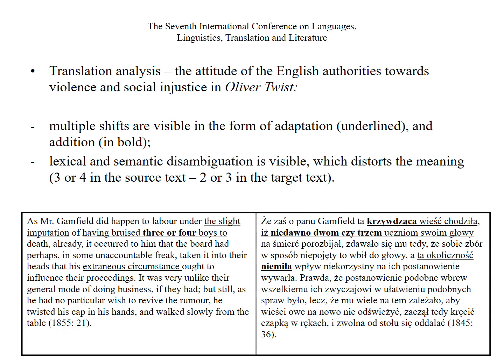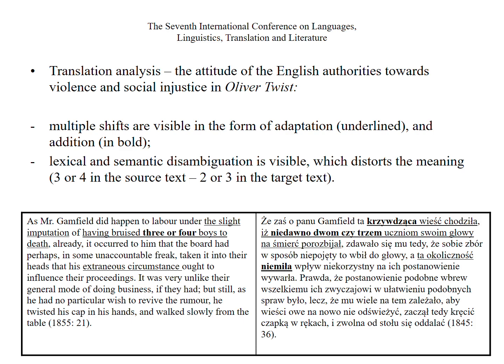The fourth sample is about the attitude of the English authorities towards violence and social injustice. It is about children and how they are treated. Shifts that are present in the target text are in the form of adaptation and addition. We can say that the target text is a form of a paraphrase, but because of the additions, its impact is more emotional. Emotions are intensified.